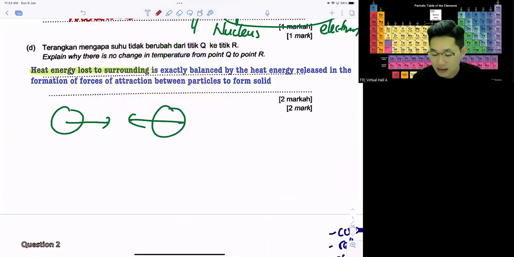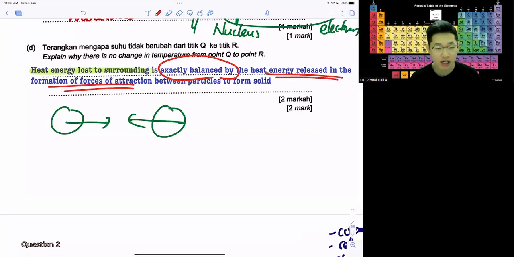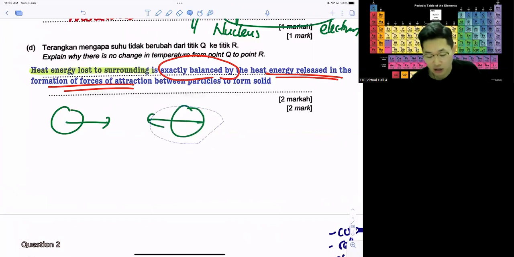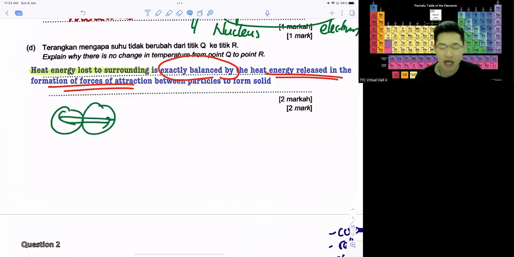Exactly balanced by the heat energy release in the formation of forces of attraction. So that means when they come close to each other, because they are losing heat, they become very cold already. 它很冷，它就 come close to each other. So they give each other a hug.